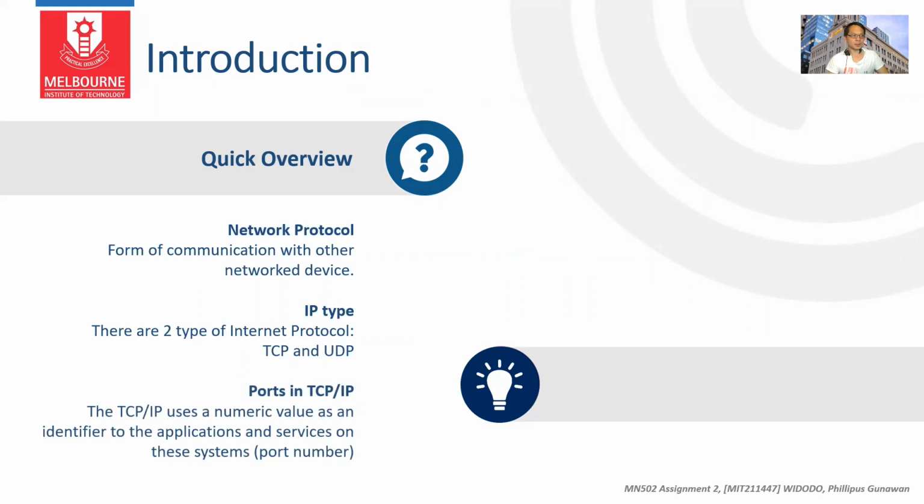Ports in TCP. TCP/IP uses a numeric value as an identifier, which is the port number, to represent the application and services on the system. Apart from port 80 for HTTP and 443 for HTTPS, when we do file sharing between computers on the server's network environment, it will need the Samba and TCP protocol, which uses ports 445 and 139.